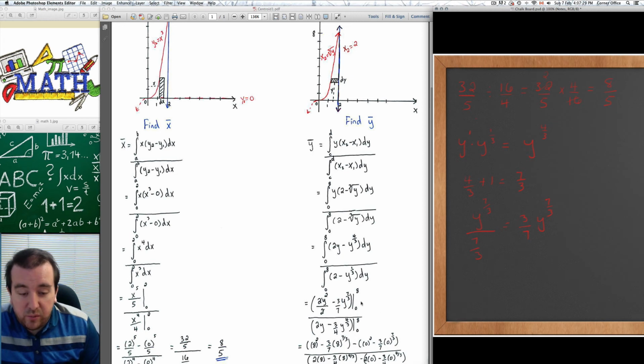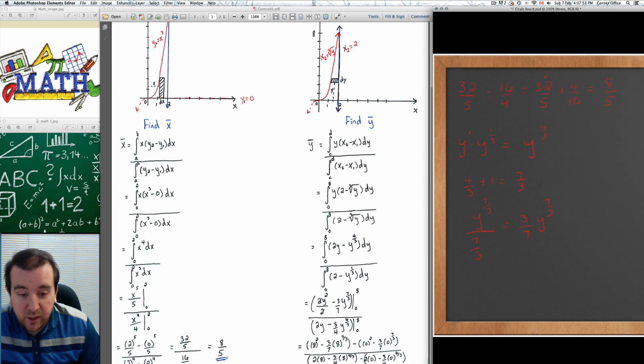Alright, so when we find that integral here, right, we get some long expressions on the top. We get y squared minus 3 over 7, y to the 7 over 3. Then we need to evaluate it at 8 and 0 and subtract the 2 here. So that's the next step. So the 2's cancel, 8 goes in for y here, and 0 goes in for y.